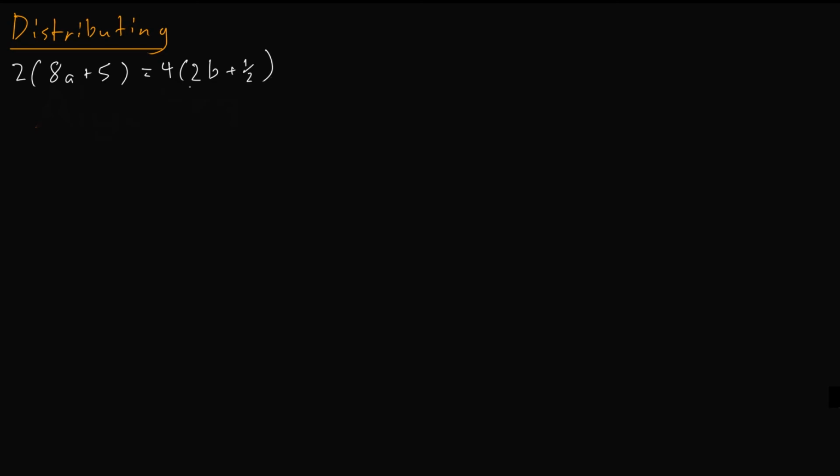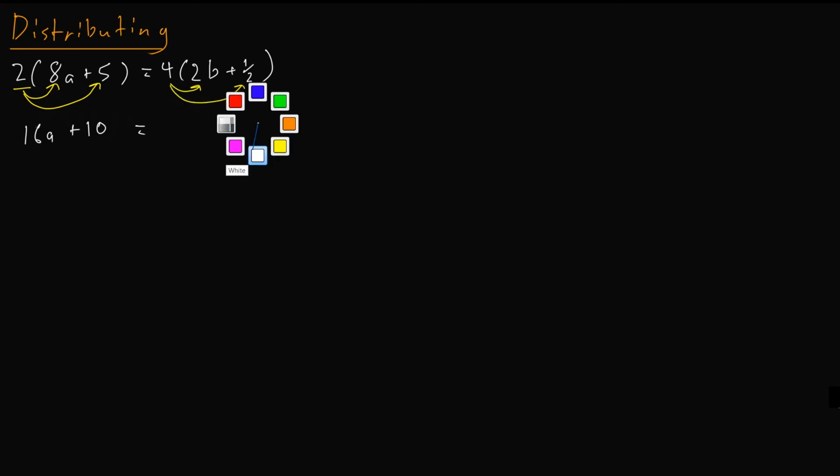Okay, so what we can do is we can distribute this value here by multiplying it into all of the values in the parentheses. So we're going to wind up getting 2 times 8a is 16a, 2 times 5 is 10, right? And we do the same thing on here, and we multiply the 4 into there and into there, giving us 8b plus 2.